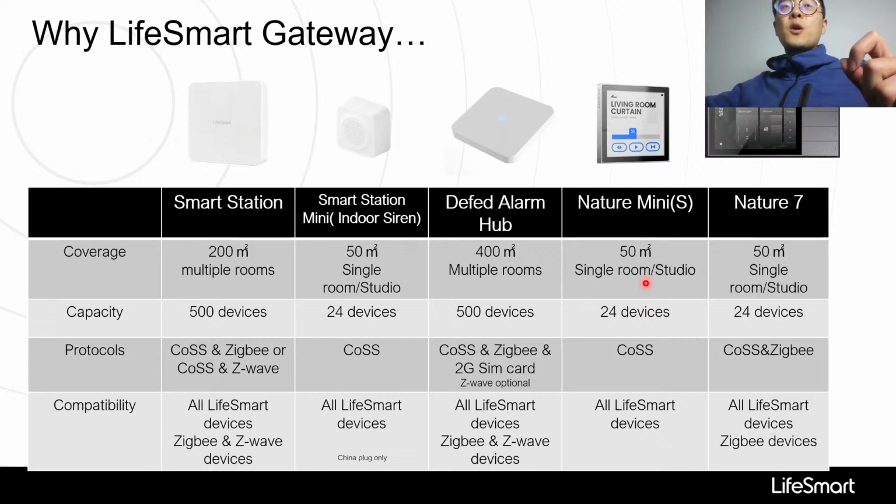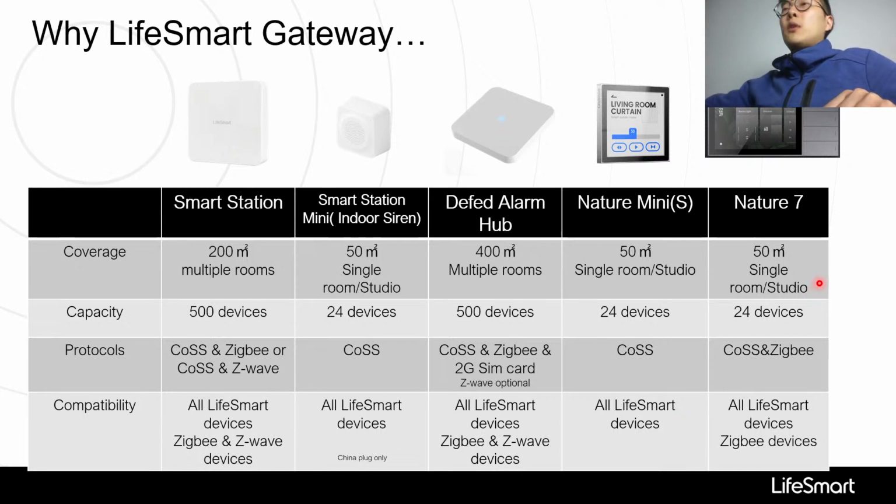And the typical application for Nature Mini is single room and those studios. So if you have a very large apartment or a house, we don't recommend using Nature Mini to do all the coverage, because it is a panel that needs to be installed in the wall. So we don't recommend covering too big areas. But if it is a single room or an apartment like a studio, you can use Nature Mini as a gateway. And the capacity is 24 devices, and it is using COS protocol and compatible with literally all LifeSmart devices.